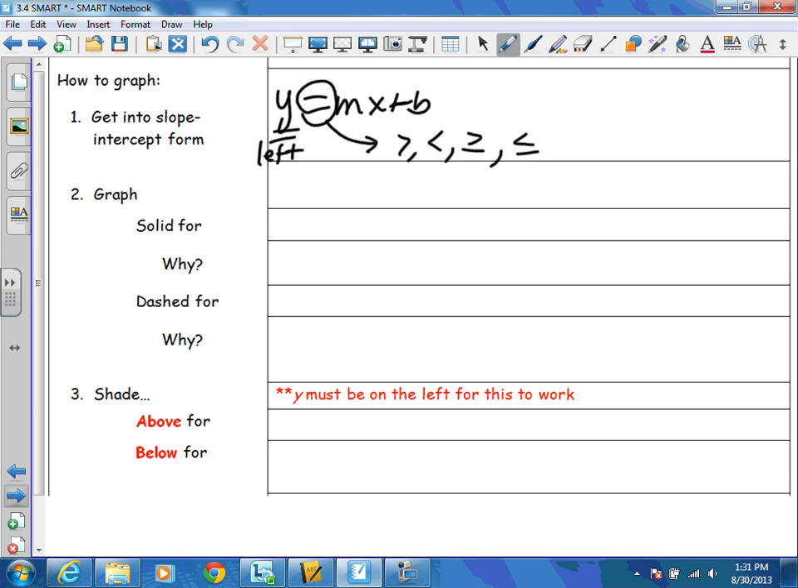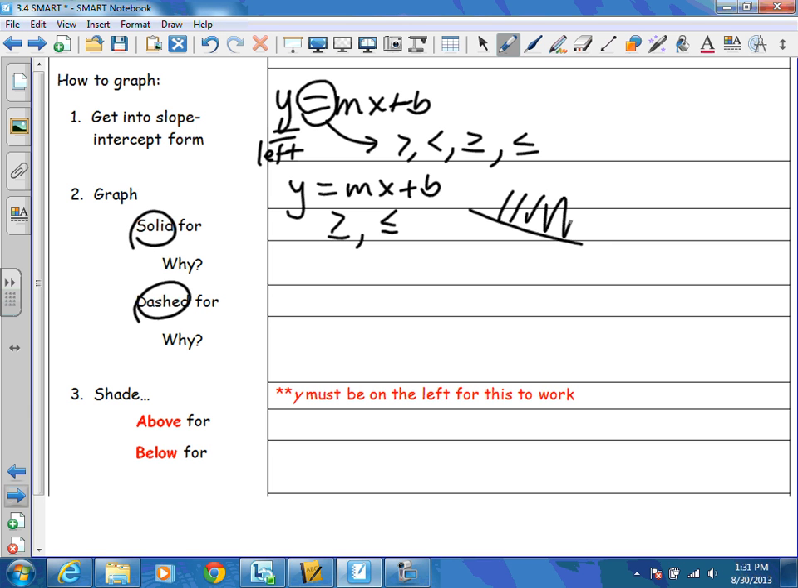Okay, so then once you get it into this form, you're going to graph just like it was an equal sign. Except it may be solid or it may be dashed. Okay, so a solid line is when you're going to have what's going on instead of the equals? Greater than or equal to or less than or equal to. So when you go to your shading and whatever, you're going to have a solid line.